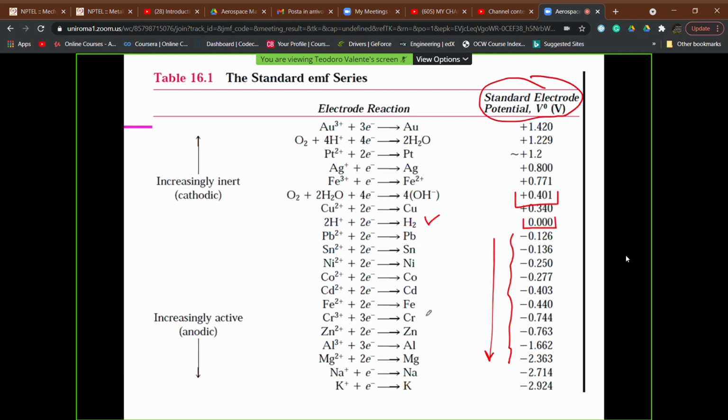They can be, by a thermodynamical approach, most susceptible to corrosion. And if we look here, for example, we find magnesium, a very low potential. We find aluminium, a very low potential.